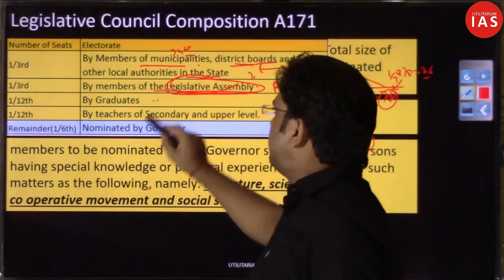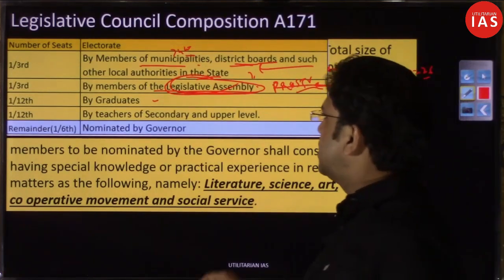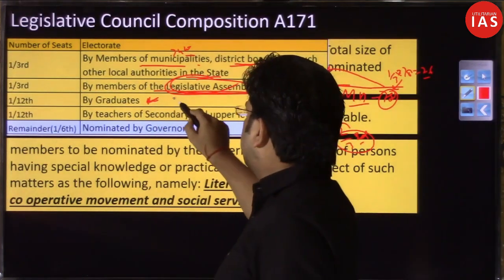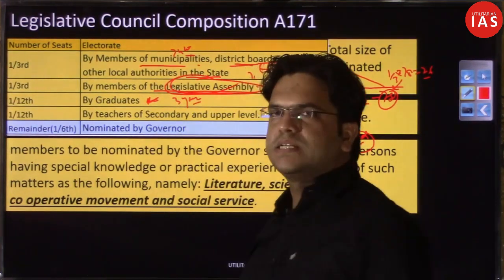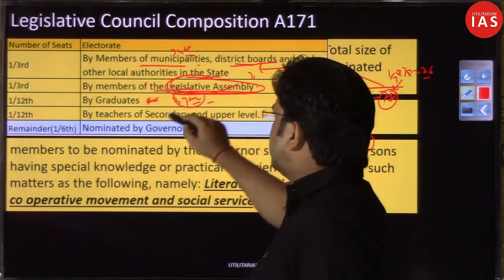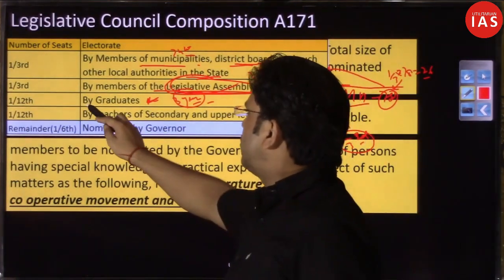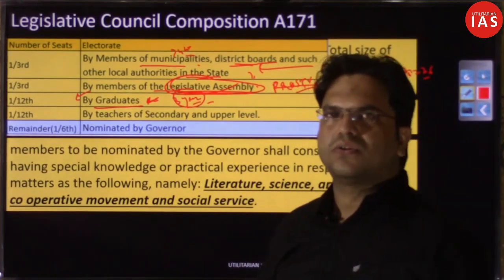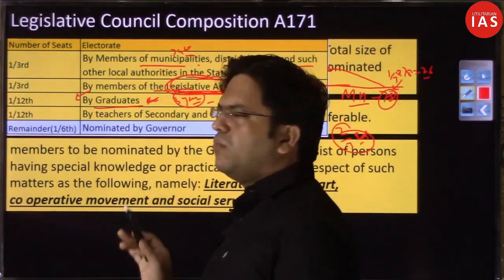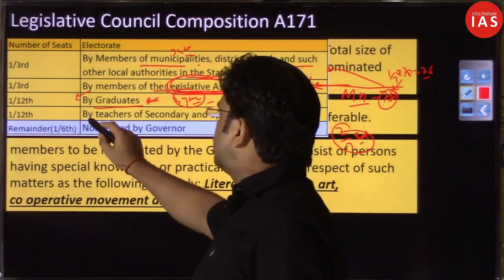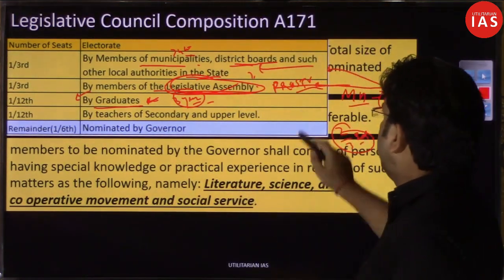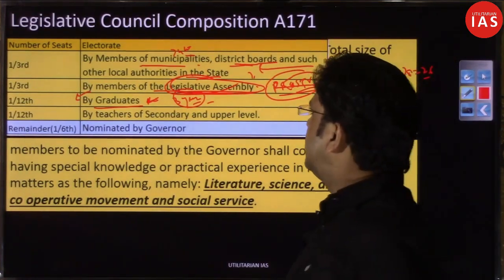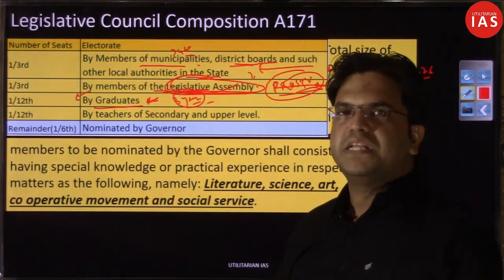Another 1/12 will be elected by graduates of that particular state. There are complex criteria about which graduates will be included, like those holding a degree for the last 3 years, but we are not getting into the nitty-gritty. For simplicity, I have put it as graduates of that particular state. Again, there is a rider that not all graduates get to vote; there is a complex procedure that I am not getting into, right? In every election the method will be proportional representation by single transferable vote, and that is what I was talking about, that the franchise is very limited.